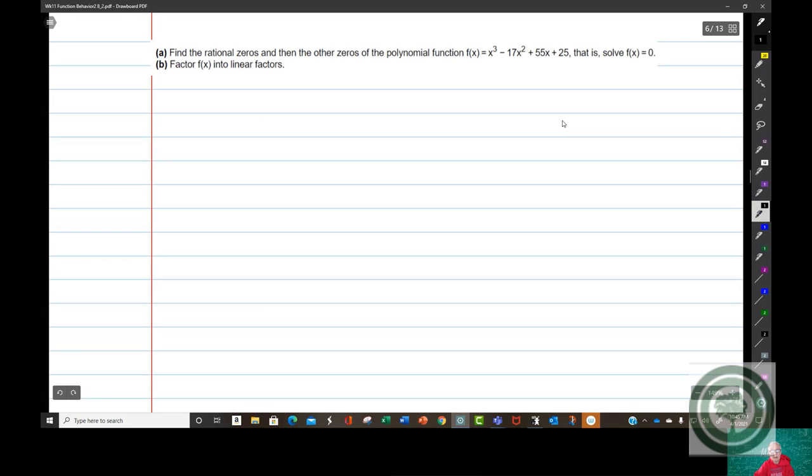We have a doozy. Let me write it much larger. F of x equals x to the third, so let me write a 1 here, x to the third, minus 17x squared plus 55x plus 25. And of course I would assume I could factor this by grouping, but when I try, the same thing happens as yesterday.